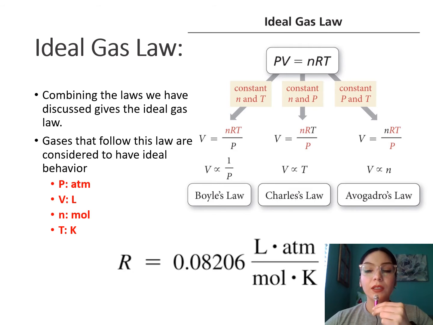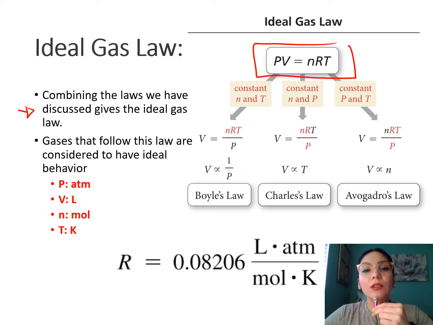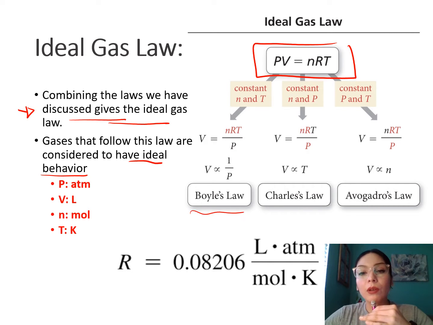So far we've discussed the simple gas laws, and I call them simple because if we combine them, we can actually get what we call the ideal gas law. When gases follow the relationship that this law has between all the parameters, pressure, volume, temperature, moles, gases will be considered to have ideal behavior. Essentially, when we combine Boyle's law, Charles' law, and Avogadro's law specifically, we get the ideal gas law.